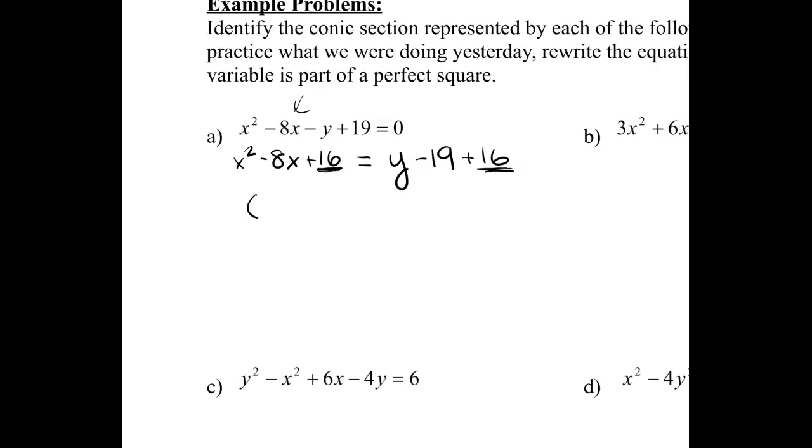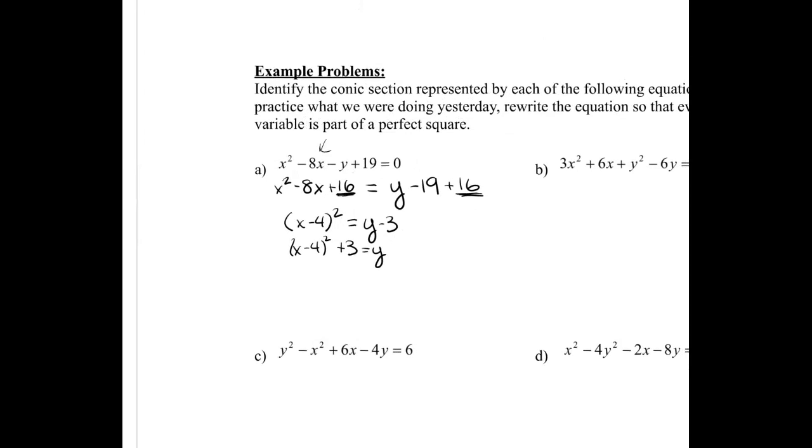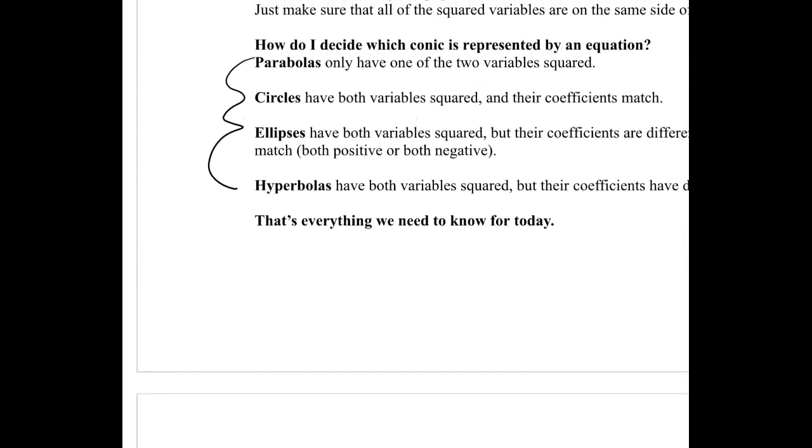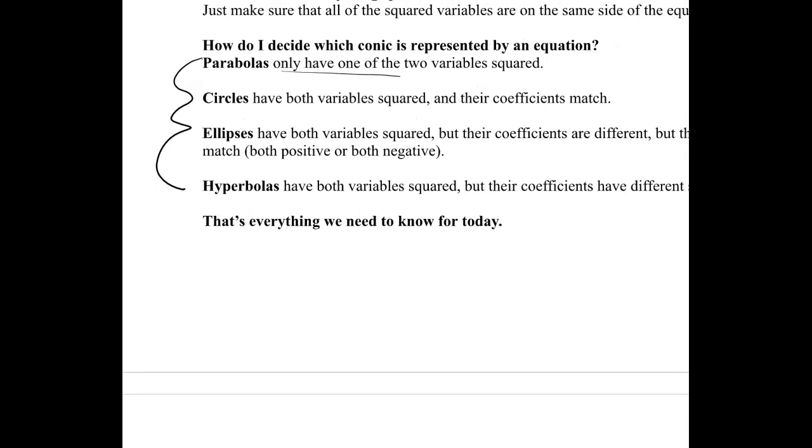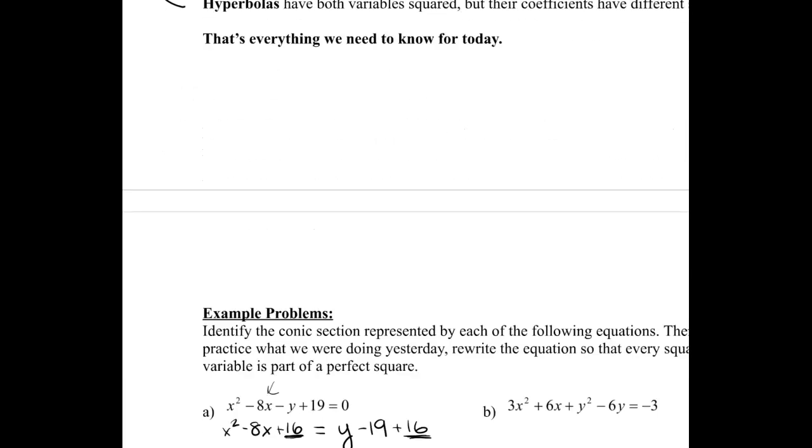All right, so then I can rewrite my left-hand side as just an x minus 4 quantity squared is equal to now just y minus 3. All right, and then I'm going to try to get my y by itself. And so I would get x minus 4 quantity squared plus 3 is equal to y. And since that y didn't have a quantity squared, that's why I left it over there. It didn't really matter to me. All right, so then I go back up and I have to identify what kind of conic section this is. Well, I only see that one of my two variables was squared, which would make that conic section a parabola.